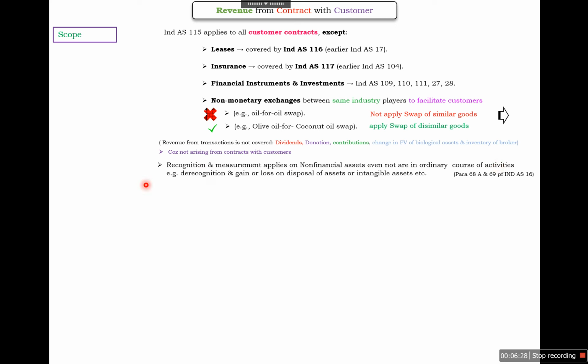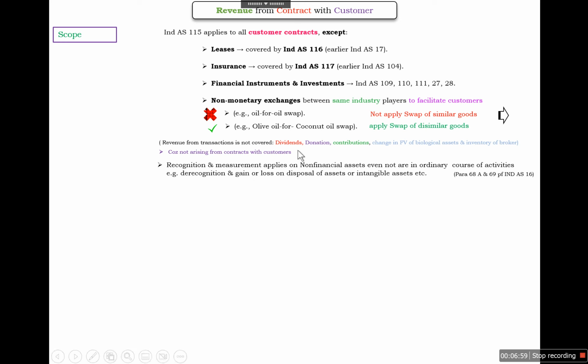For example, derecognition and gain or loss on the disposal of property, plant and equipment and intangible assets are in the purview of Ind AS 115, although they are not from the ordinary activities of the business. The reason is that it is specifically mentioned in the respective Ind AS. For example, in paras 68A and 69 of Ind AS 16, gain and loss recognition will be covered based on the principle of Ind AS 115.